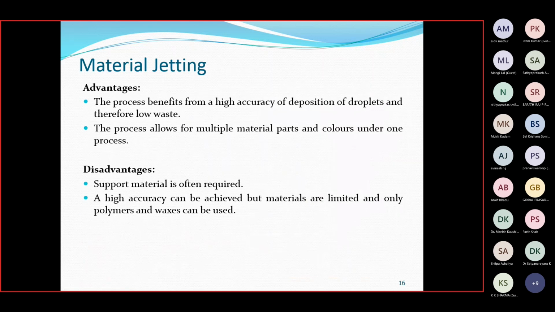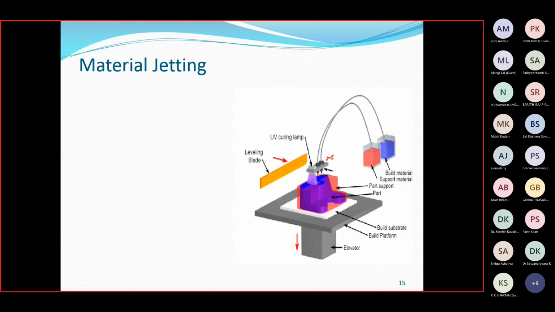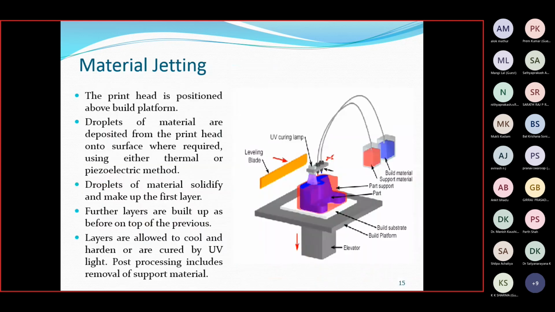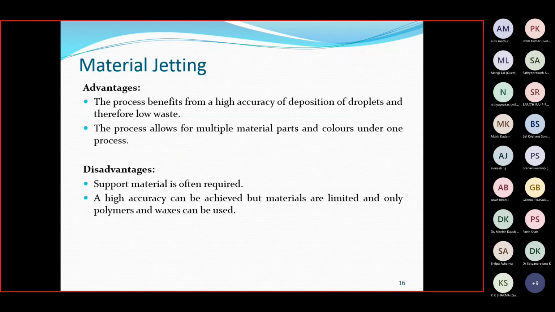Okay. Now we have the advantages and disadvantages of material jetting. Basically the process benefits from high accuracy of deposition, meaning drop by drop. Wherever a drop is needed, that drop will come, otherwise no drop will be there. So very low wastage happens in this, and you are not wasting any material. Whereas when you go with vat polymerization, the liquid which is not hardened you have to drain out, and near about 70 to 80% of it goes into wastage. But in material jetting we are not wasting, so it is a very low wastage process.